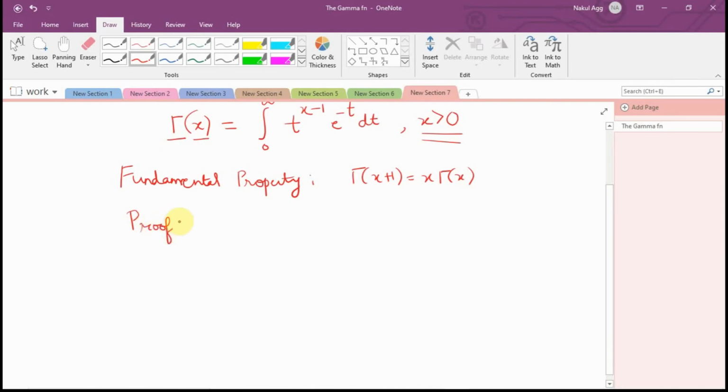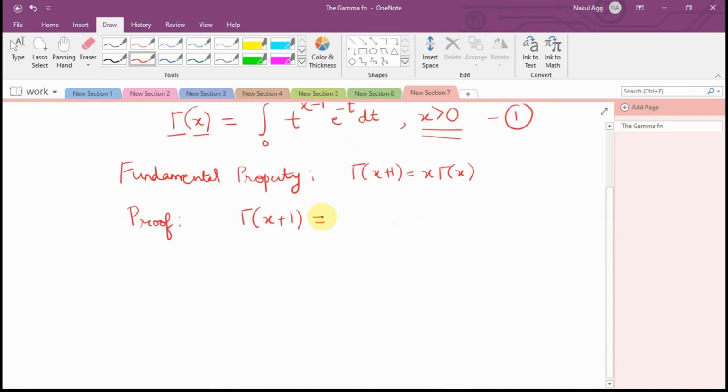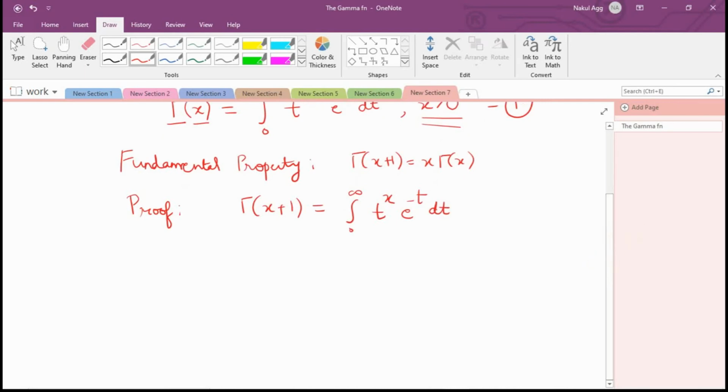Proof. We start with the left hand side, which is gamma of x plus 1. You simply replace x with x plus 1 in equation 1 and we get the integral from 0 to infinity of t raised to power x plus 1 minus 1, which simply gives t raised to power x, times e raised to power minus t dt. Now we are going to apply integration by parts. This will be the first function, this will be the second function, this will be differentiated, this will be integrated.